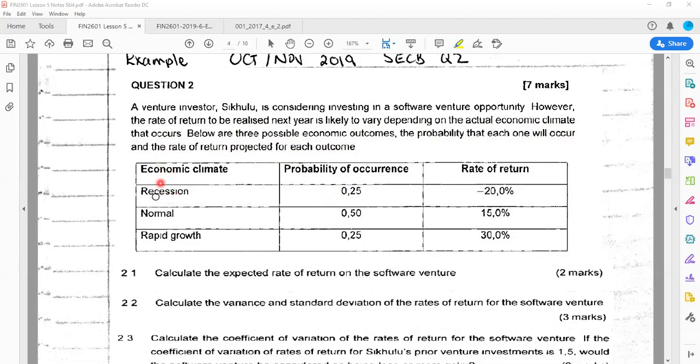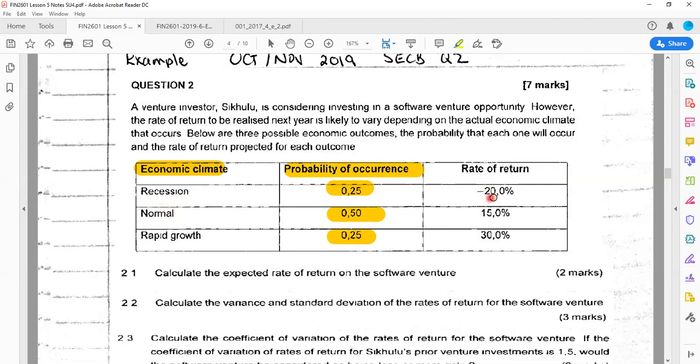And then there are three possible economic climates. They might be a recession, normal growth, or rapid growth. The probability that there's a recession is 0.25, meaning there's a 25% chance of a recession. The probability of having a normal economic climate is 0.5, meaning there's a 50% chance of that. And the probability of a rapid growth economic climate is 0.25, which is 25%.